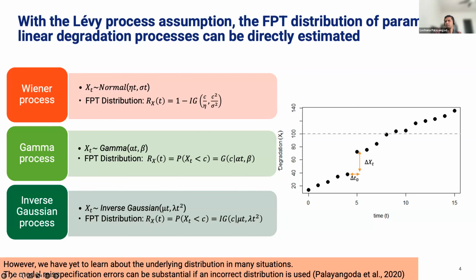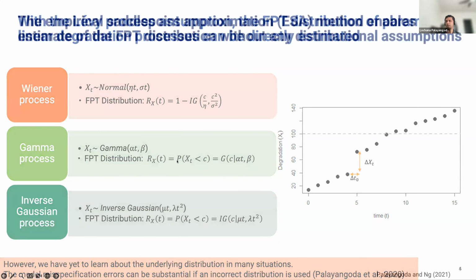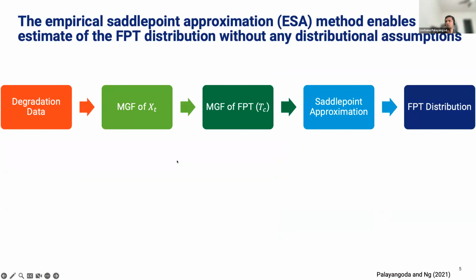One of the problems with these predefined distributions is that you can always have misspecification errors. For example, if a manufacturer comes up with failure time data and distributions, and then comes up with warranty information for their products, it can be affected by a misspecification error if they use these predefined distributions.